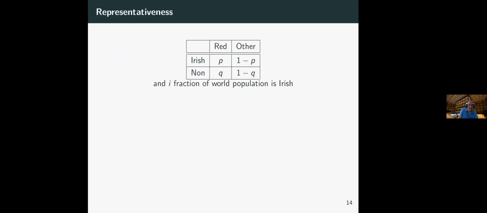Let's do some examples. First, I'm just going to show you that this gives you the representativeness heuristic. Suppose that we have Irish people and non-Irish people. Among Irish people, P fraction has red hair, which is bigger than Q, the fraction of non-Irish people who have red hair. I fraction of the world population is Irish. Suppose I have a person in a box and I tell you this person's hair is red. What's the probability that the person is Irish, conditional on the hair being red?